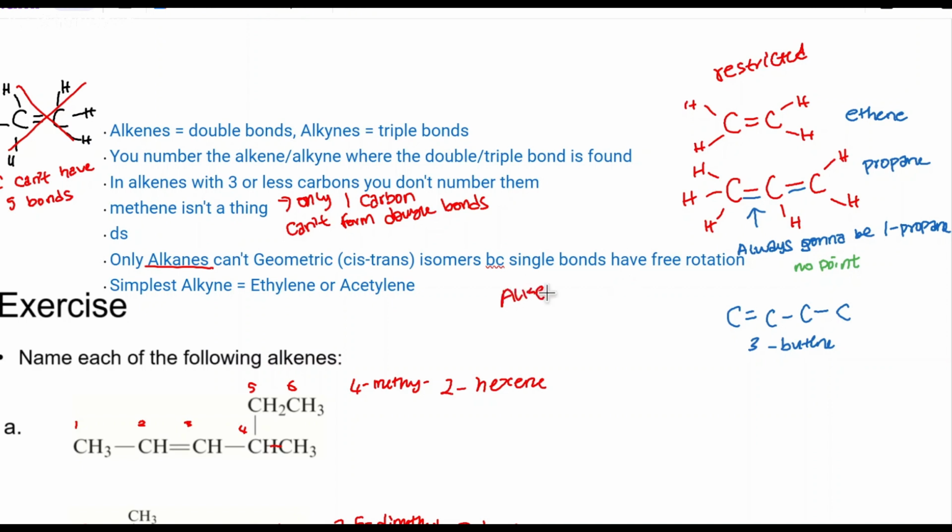Alkenes only can form cis-trans isomers, which are also geometric isomers, like I wrote here.